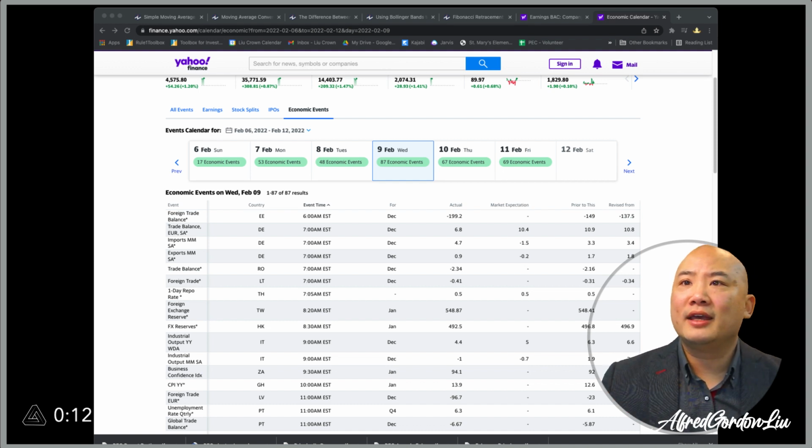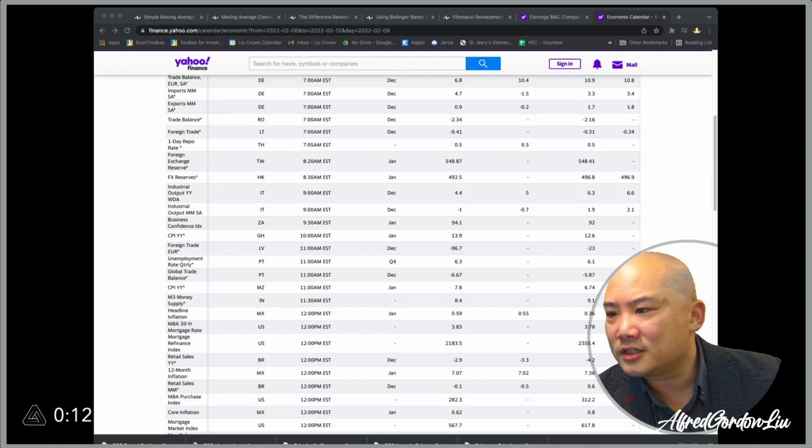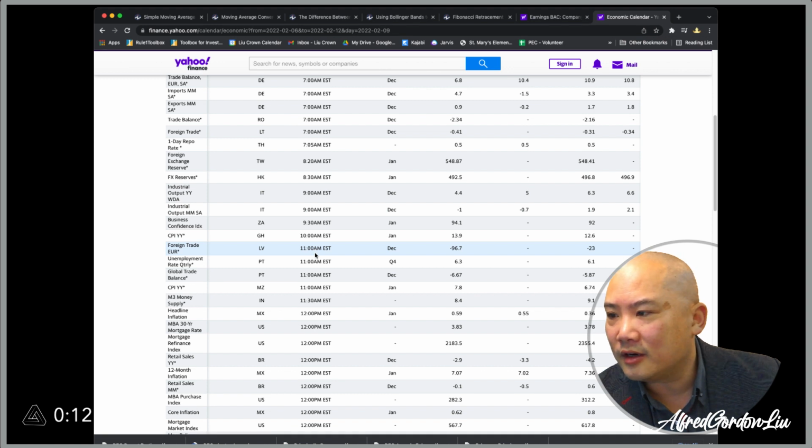So the time now is 8:10. I'm going to scroll here. This is all Eastern time, so 8:10, 11. So we're looking at this right now. I don't know if you can see that. I'm highlighting that. We're around here.